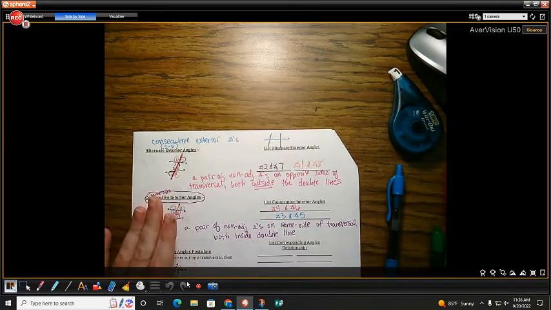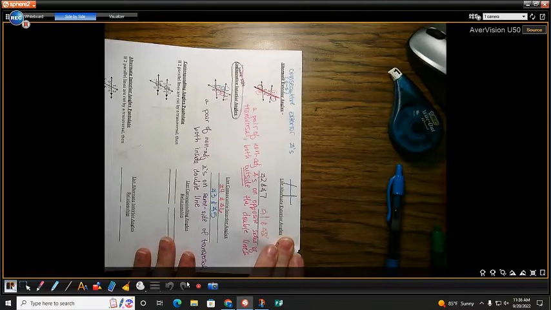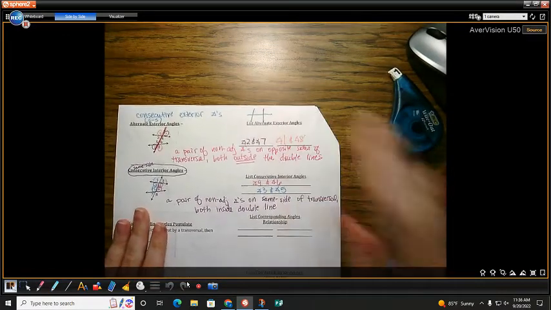Is my transversal allowed to be sideways like that? Yeah, why not? Because all I have to do is turn it and then it's up and down. So it doesn't matter.